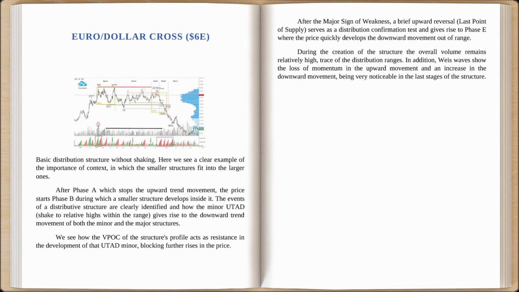We see how the VPOC of the structure's profile acts as resistance in the development of that minor UDAD, blocking further rises in the price. After the major sign of weakness, a brief upward reversal, last point of supply, serves as a distribution confirmation test and gives rise to phase E, where the price quickly develops the downward movement out of range. During the creation of the structure, the overall volume remains relatively high, trace of the distribution ranges. In addition, the waves show the loss of momentum in the upward movement and an increase in the downward movement, being very noticeable in the last stages of the structure.